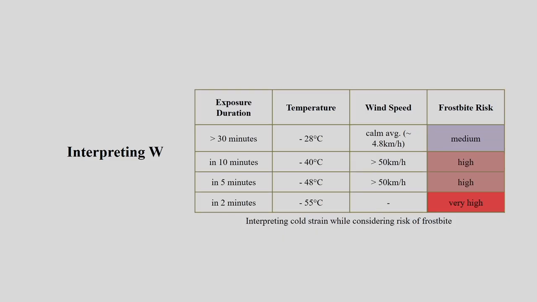Whereas if you are working for 10 minutes at minus 40 degree centigrade and the wind velocity is more than 50 kilometer per hour, then it is high. Now here it's a very nice equation: if it is 10 minutes at minus 48 degree centigrade and more than 50 kilometer per hour, then also it is high. Whereas if it is 5 minutes at minus 48 and the same wind of more than 50 kilometer per hour, then also it is high. So what is the affecting factor? The temperature and the exposure level.